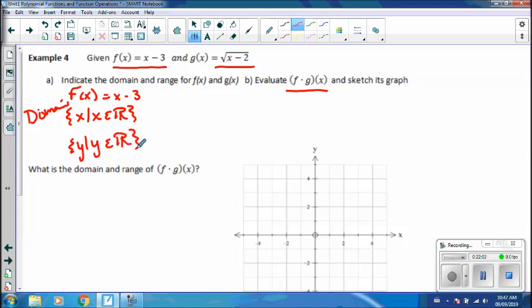However, for g of x, which is a radical function, which we're going to be studying a little bit later, but from 20-1, you know about radicals, and we know the restriction on here that this x has to be 2 or greater. If it's less than that, I'm going to end up with a negative value in the radical, and I can't take that root. That root does not exist. So the domain is that x must be greater than or equal to 2. And x is an element of the real numbers.